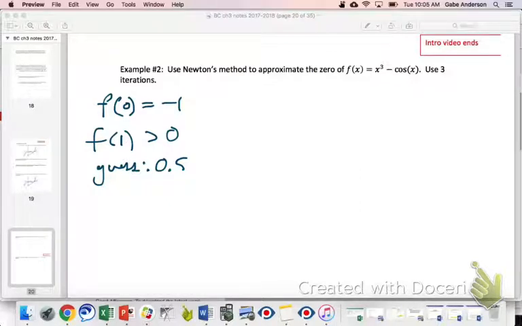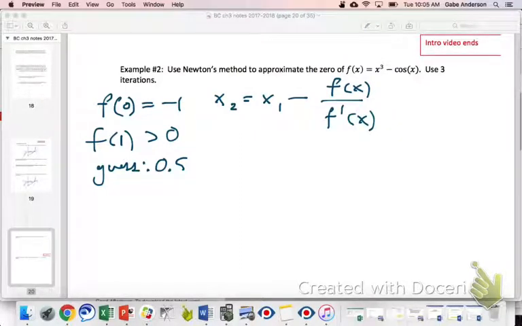I think the way I presented it to begin with was x2 equals x1. I used those subscripts. And then is it minus or is it plus? It's minus. And then what goes in the top of that fraction? f of x. What goes in the denominator? f prime. So f of x up there, f prime of x down there.